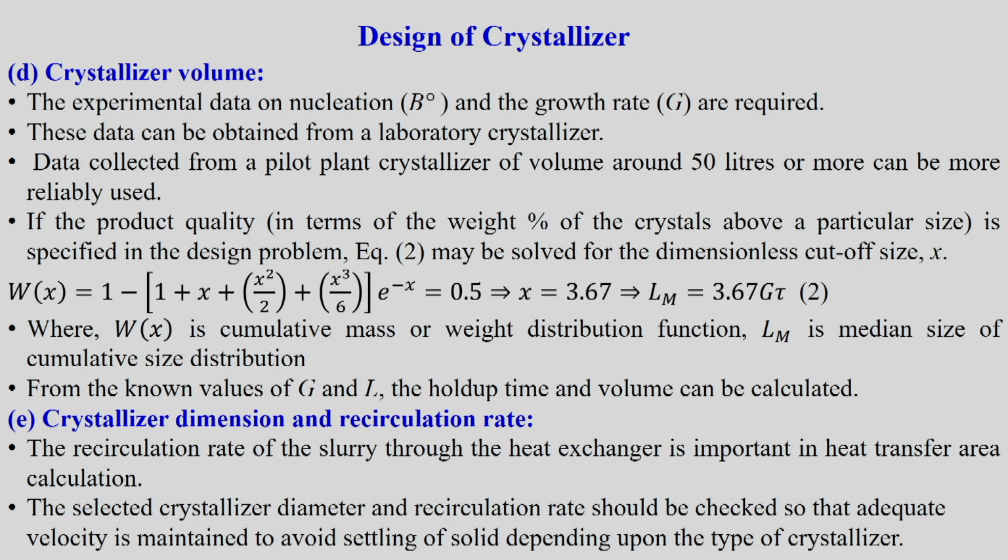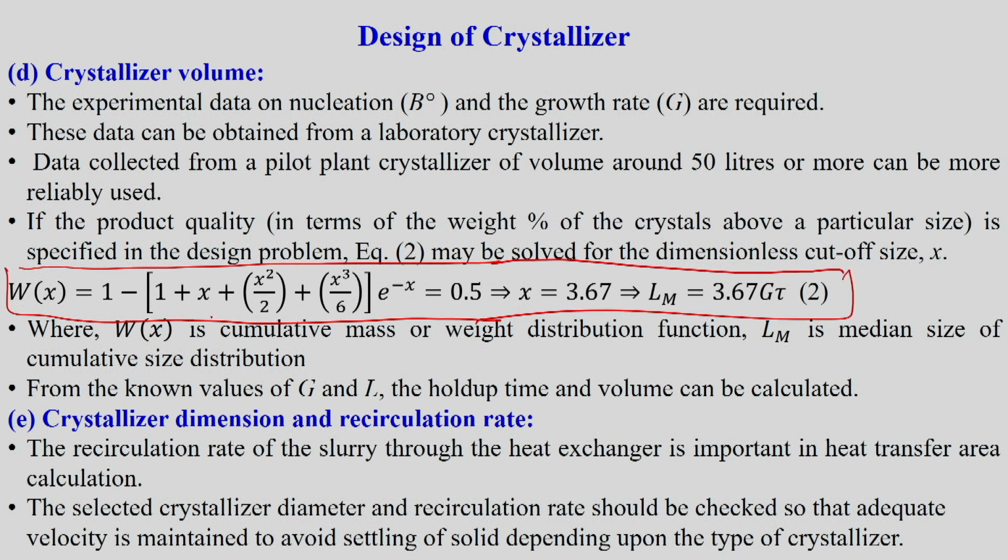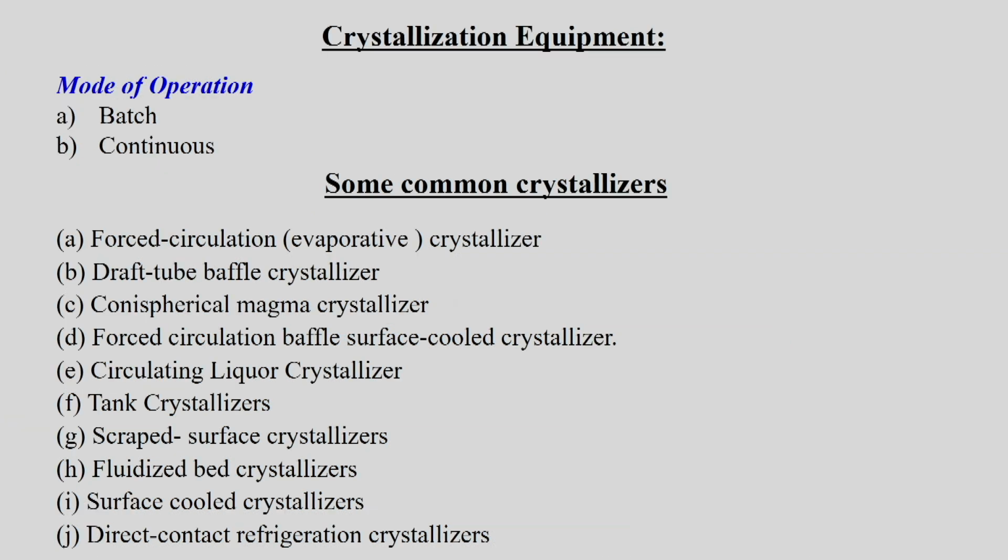Then the crystal volume is designed by this equation: Wx = 1 - (1 + x + x squared/2 + x cubed/6) e to the power minus x, which is equal to 0.5. From there we got x equal to 3.67, and Lm as 3.67 times G times tau, where Wx is the cumulative mass or weight distribution function, and Lm is the median size of the cumulative size distribution. Okay. And then we have done the crystallizer dimensions and recirculation rate also.